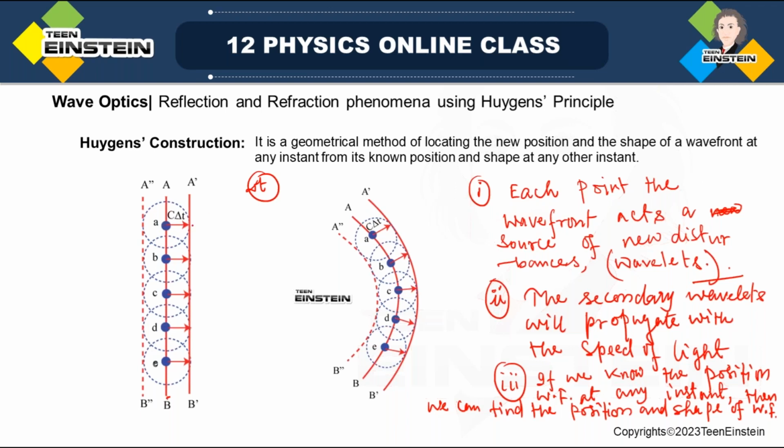This sphere, because we want to see the wavefront at a later instant delta t, and the wavefront will move with speed c. So we have to draw a sphere like this with a radius of c delta t, as you see in the figure, in both cases.